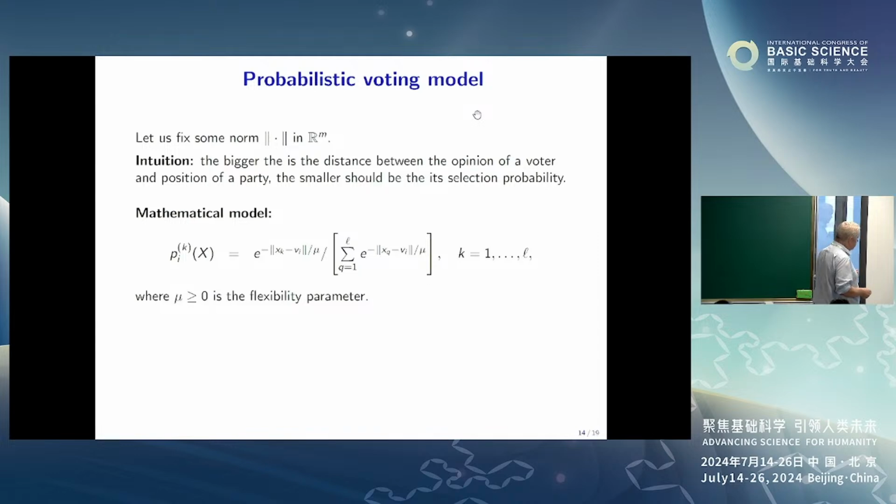As mu goes to zero, we get a deterministic choice. If mu is strictly greater than zero, then we have some flexibility. Now, if we know the positions x_k, there is no problem with that.